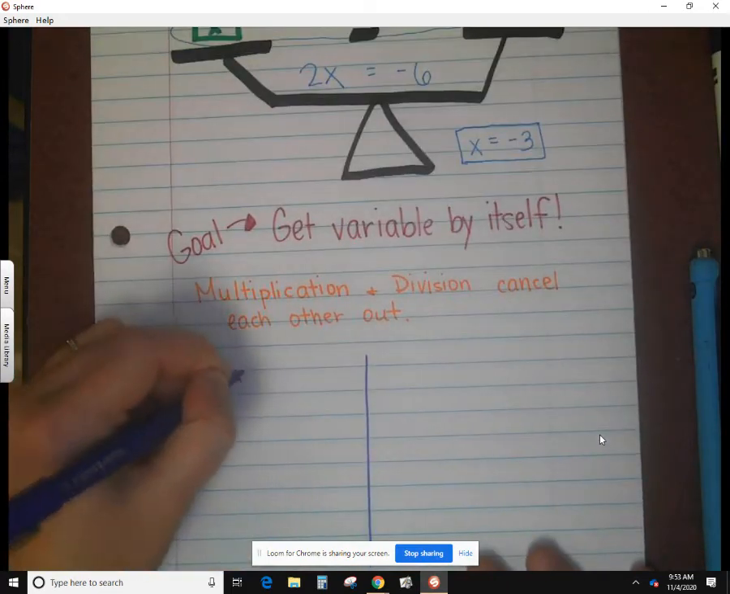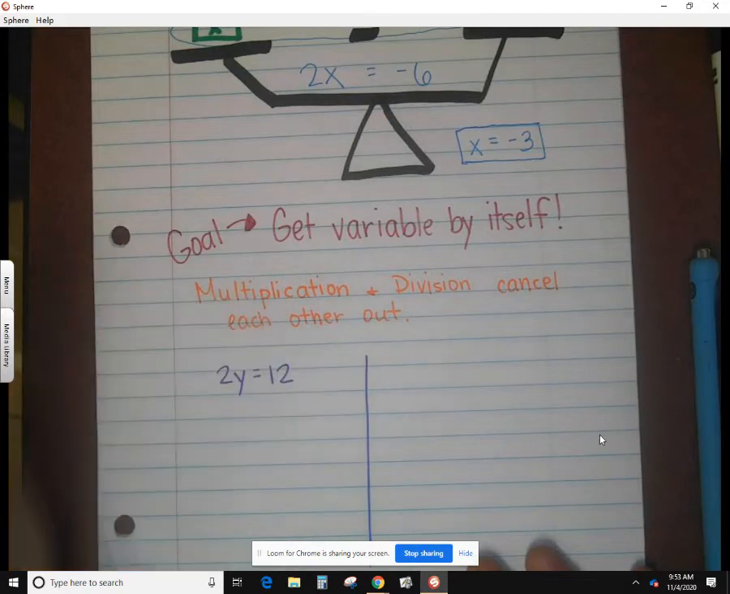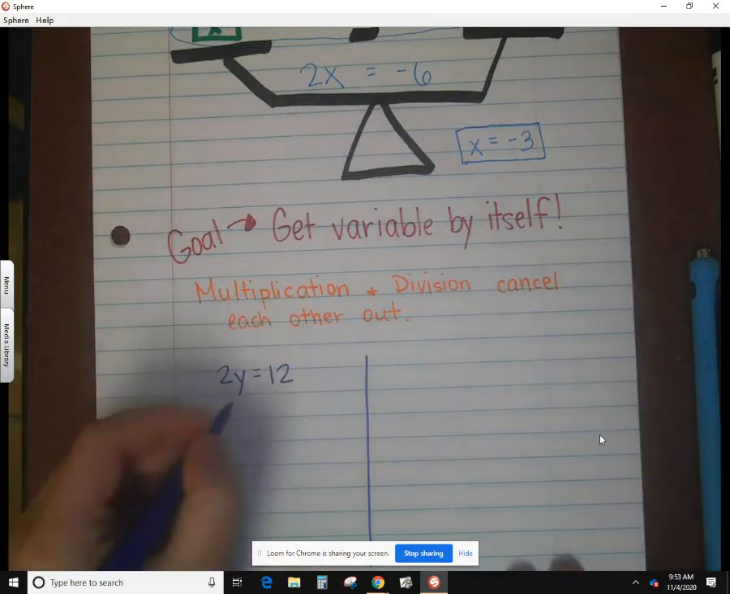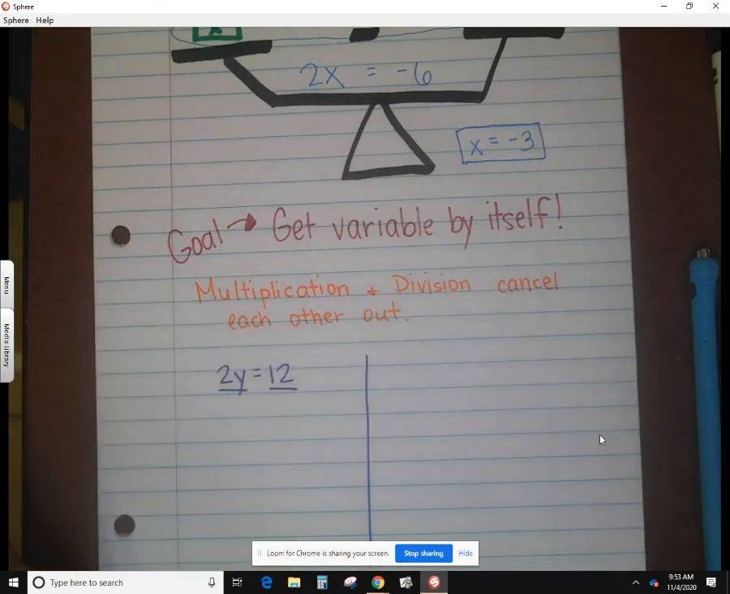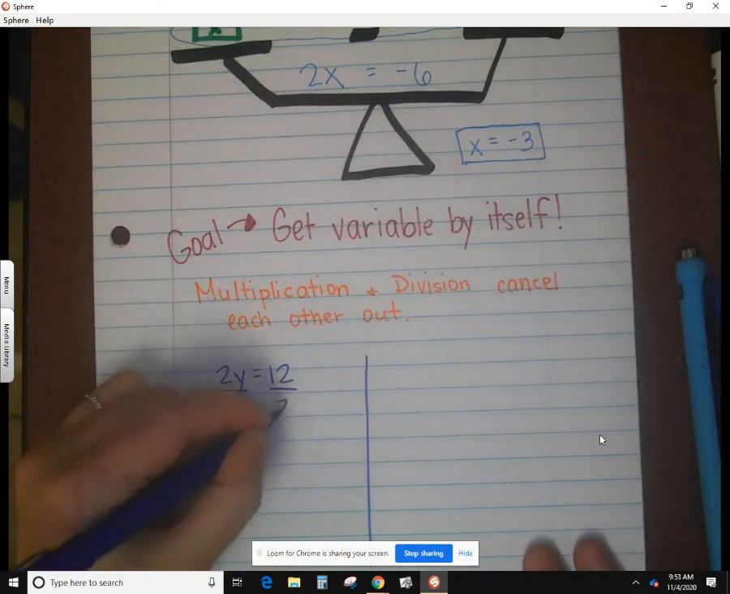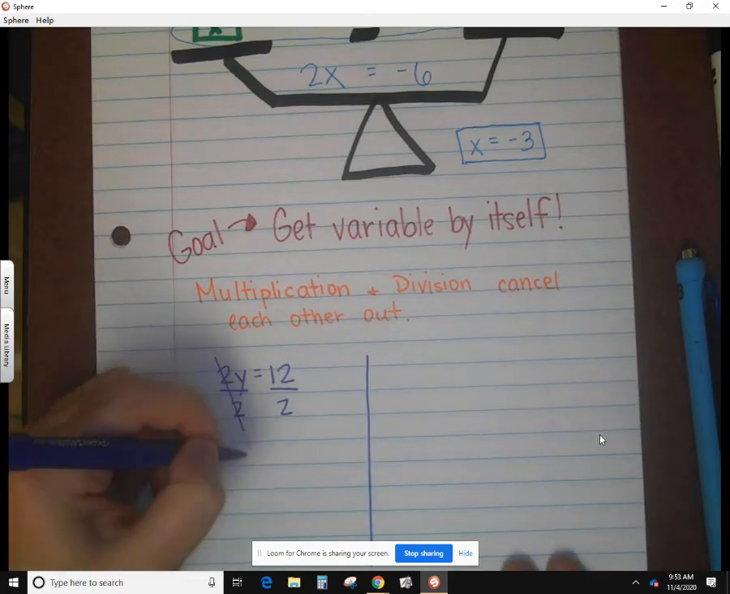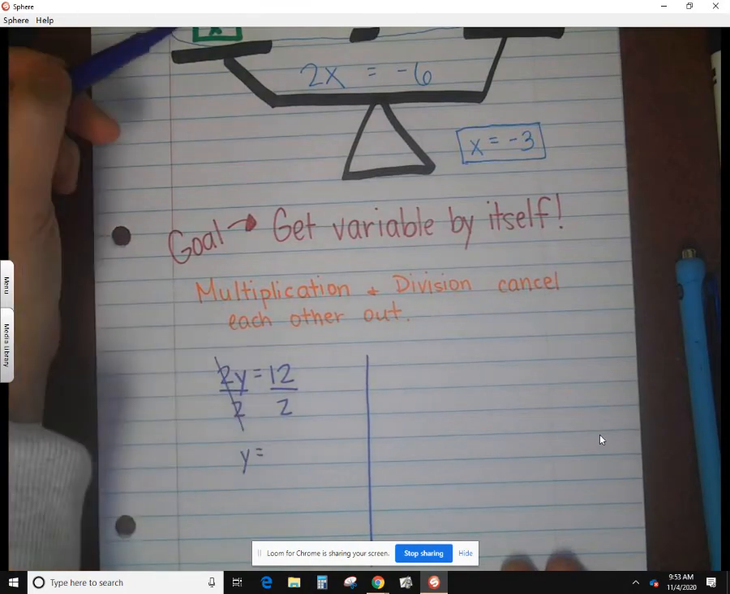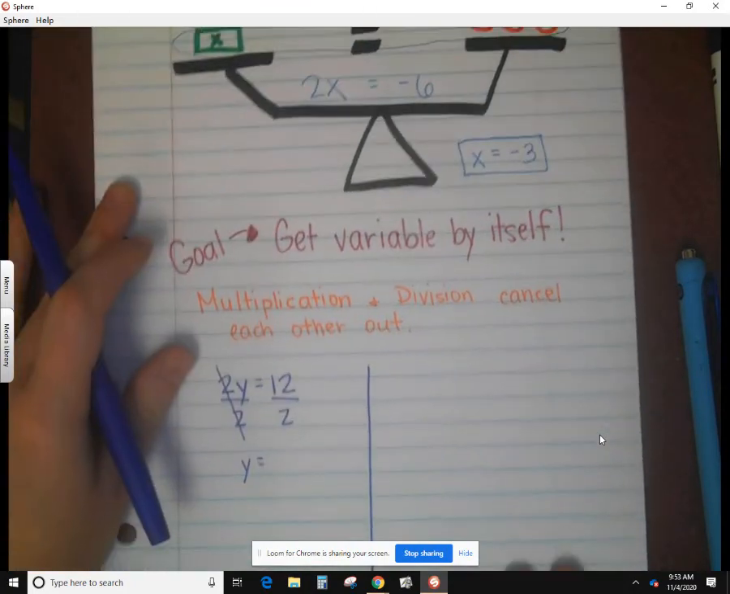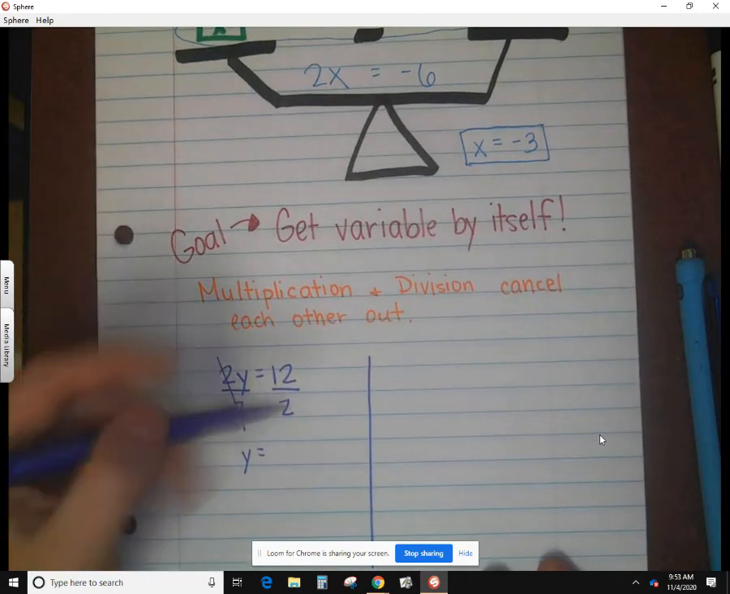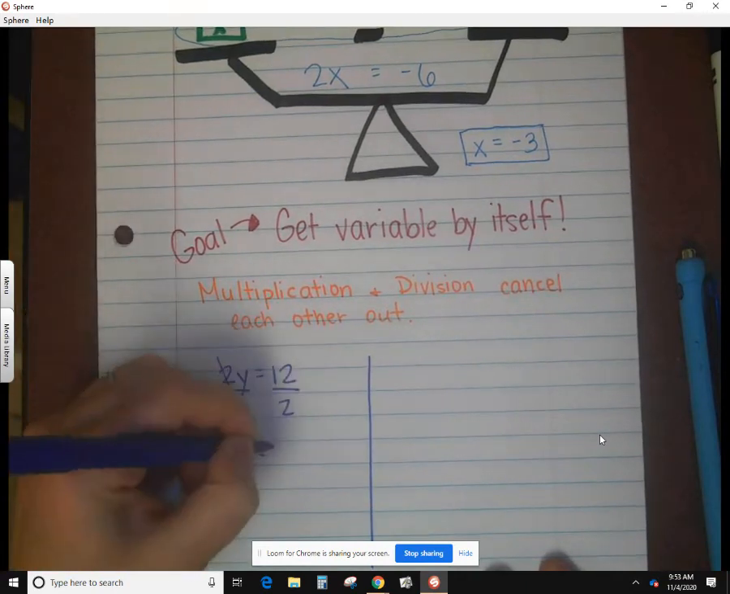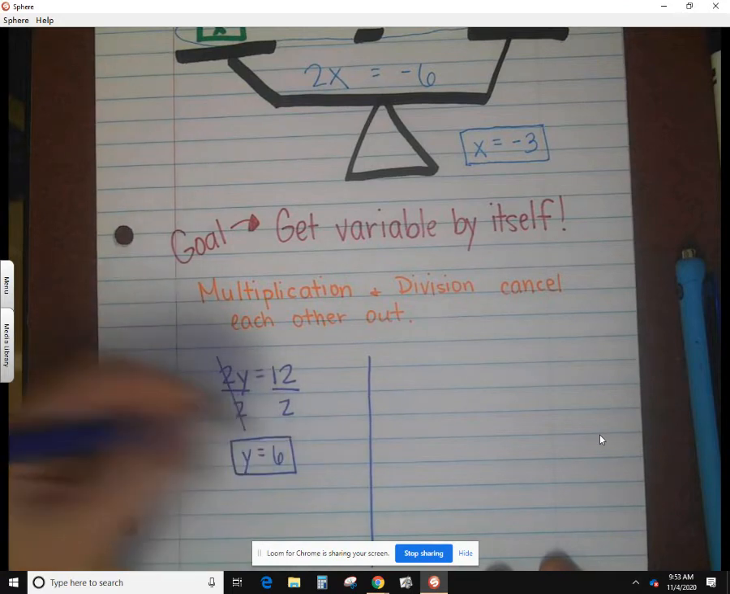So our multiplication example is going to be 2y equals 12. So remember that when the 2 is right next to the y, that means multiplication. And again, division cancels out multiplication. So if we're trying to get rid of that multiplying by 2, we're going to divide by 2. Because 2 divided by 2 is 1. So that leaves us with just the 1y. Just like when we got the 1x up here. We separated it into 2 equal groups. So 12 divided by 2 is 6, which tells me that y equals 6.